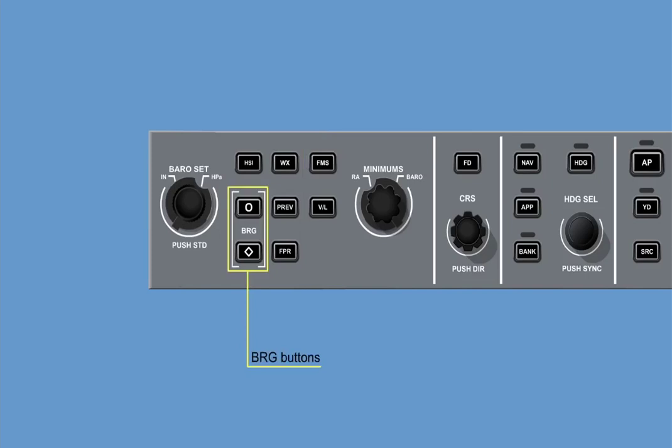The BRG buttons toggle between VOR, ADF, and FMS bearing sources. The upper button, circle, is for System 1, and the lower button, diamond, is for System 2. The preview button selects navigation preview. When FMS is the selected navigation source, it is used to display VOR, localizer lateral and vertical deviation, and distance on the HSI. The VL button toggles between available short-range navigation sources. The FPR button turns the flight path reference line on the ADI on and off.